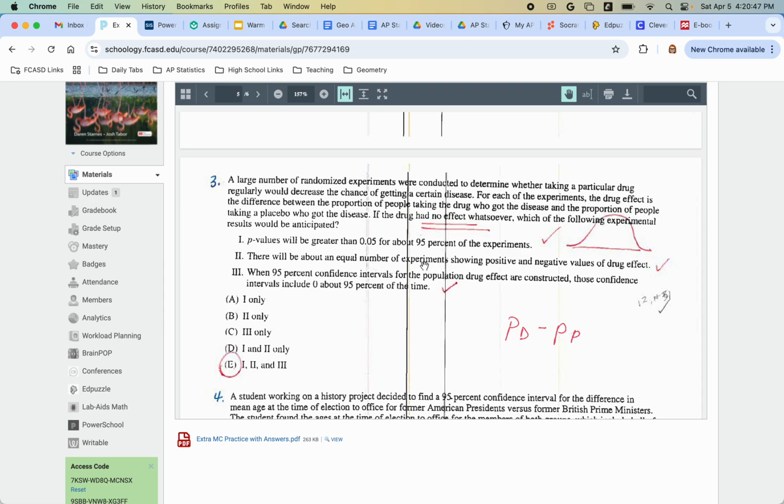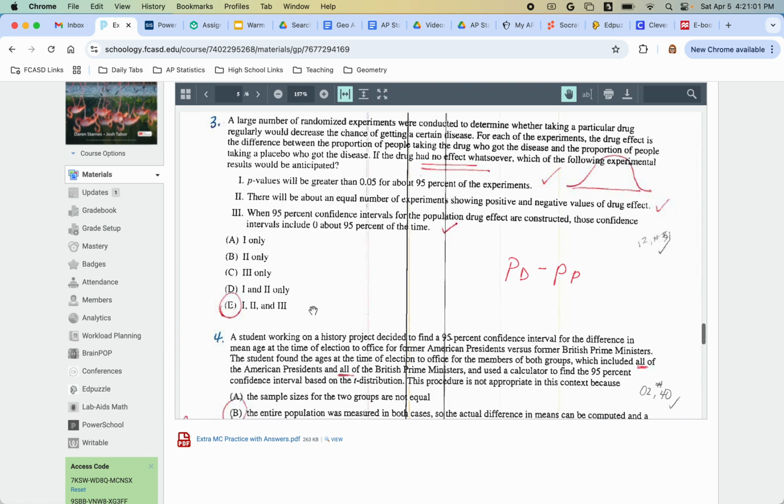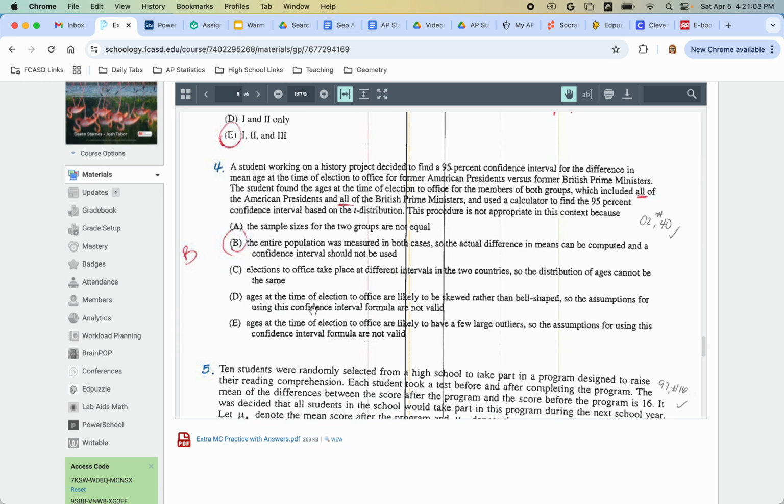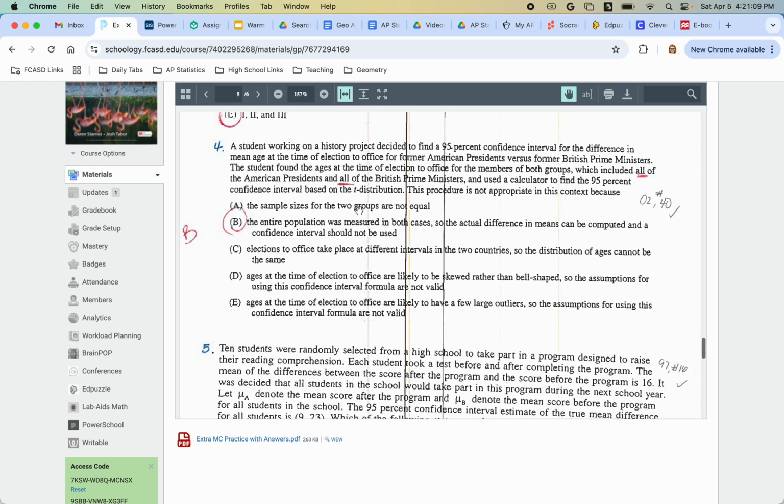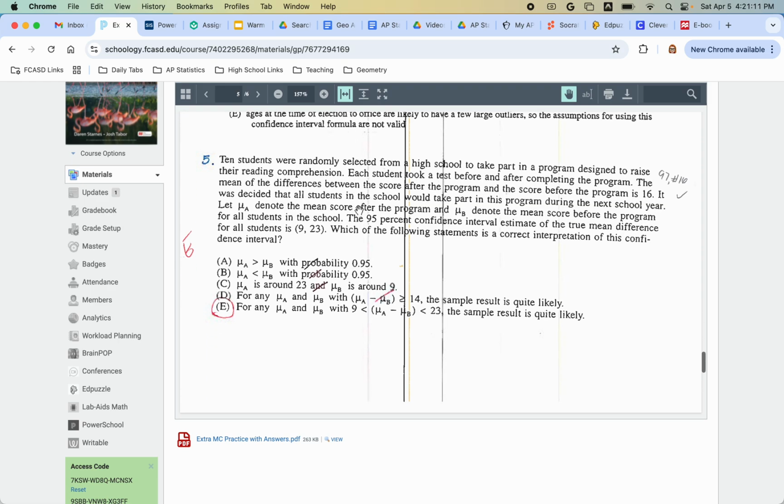This is just saying that, I mean, again, there'll be no difference. So however many ones that we have where the difference is positive, we'll have as many that are negative, so they'll cancel each other out. And then this is just saying that 0 would be in the interval 95% of the time. If you measure the entire population, there's no point in running any sort of statistical analysis.